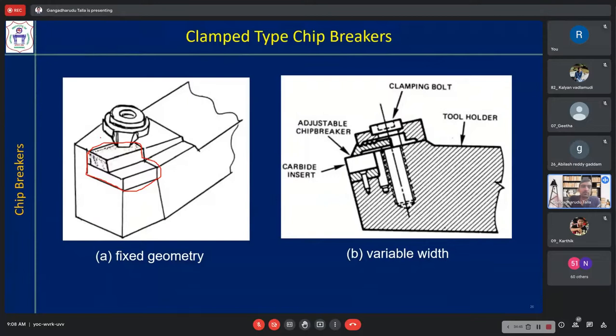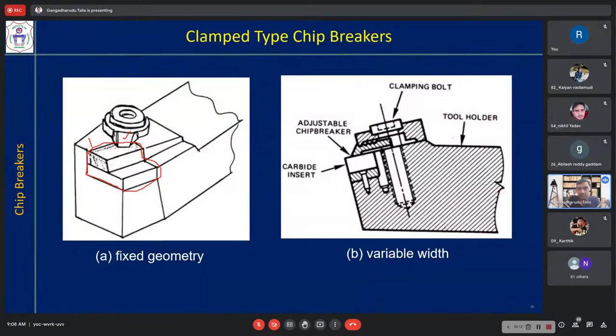There is a hole drilled on this tool, so using a clamp like this, you are attaching it. Once it is attached, it will have fixed geometry. Understand? When you see the second one, we'll see the difference. The second one is variable width.